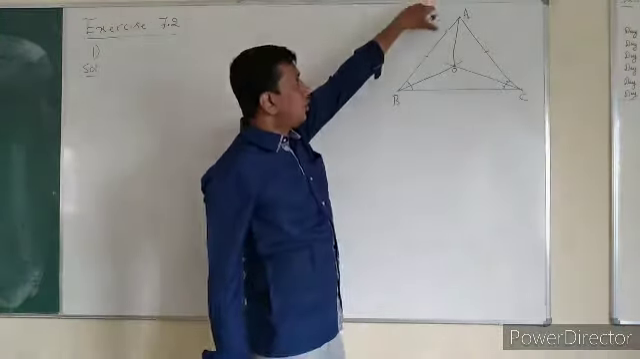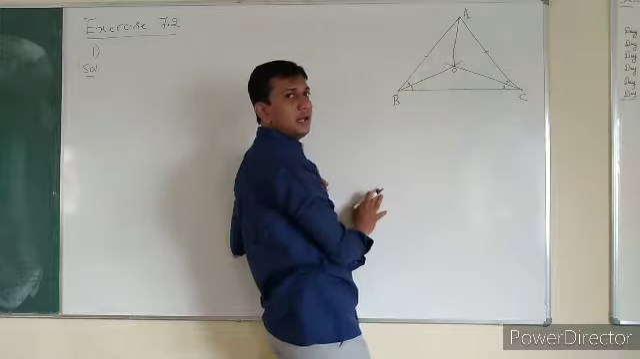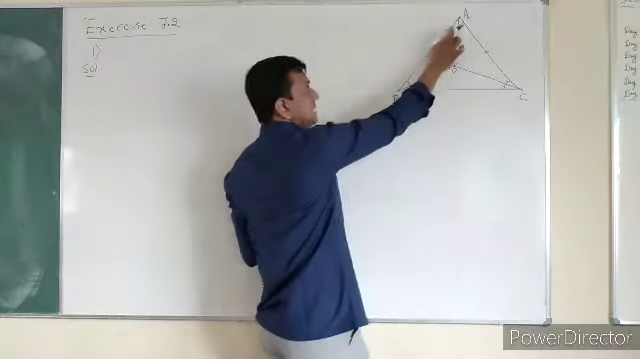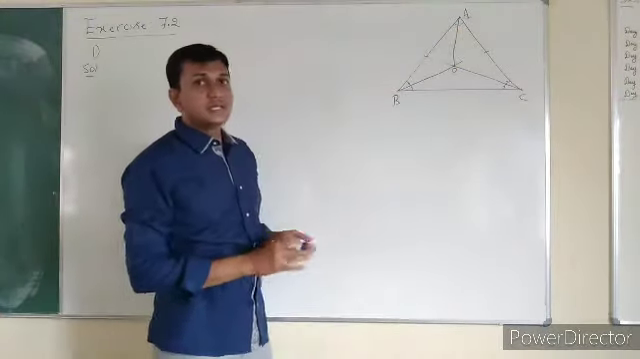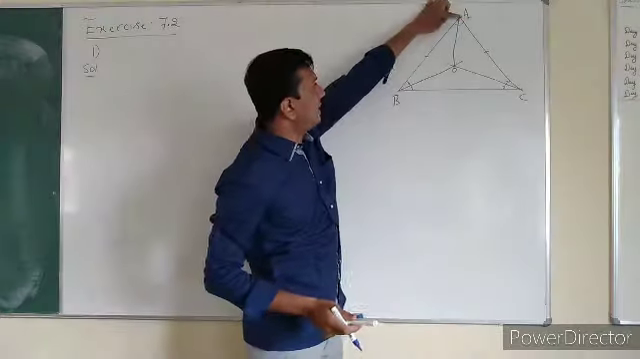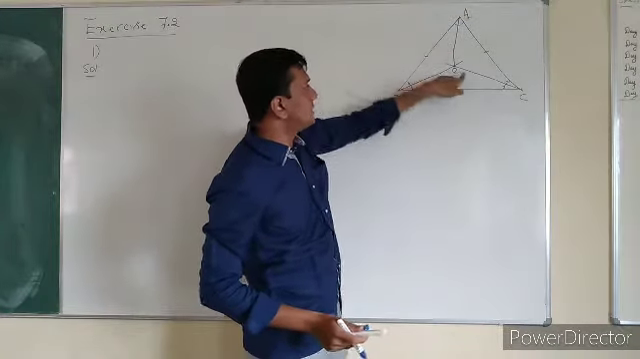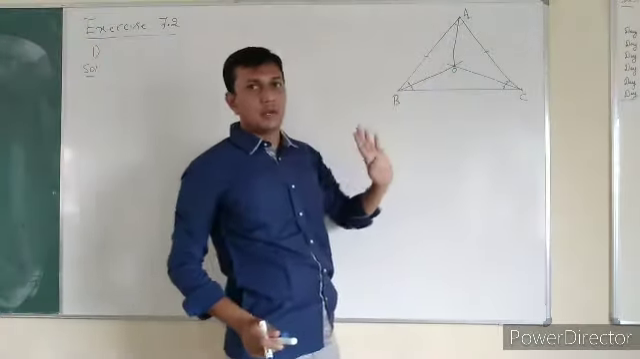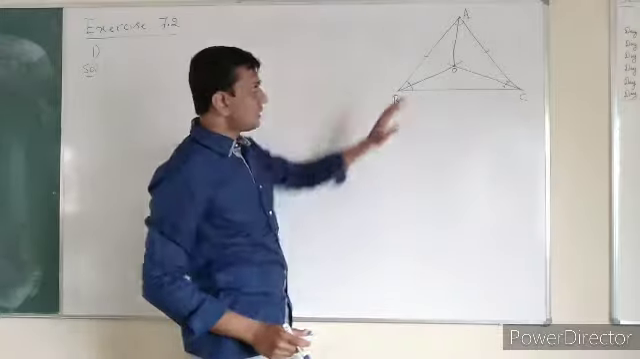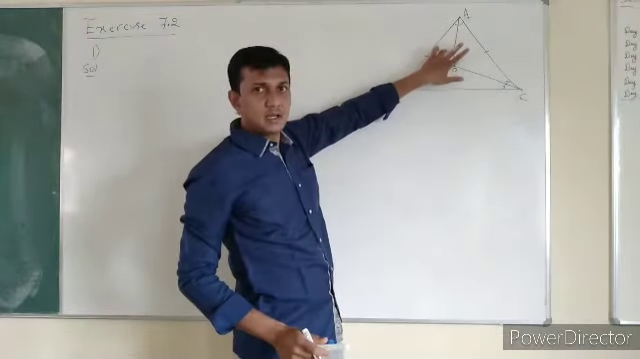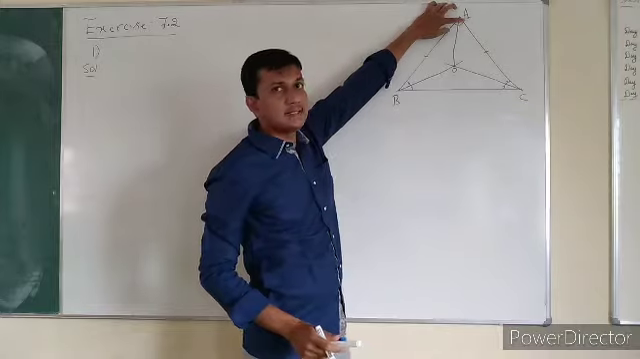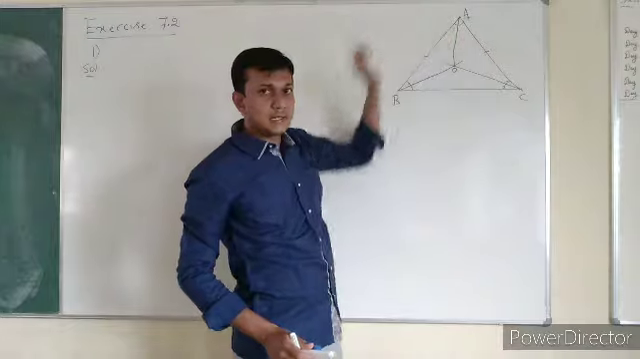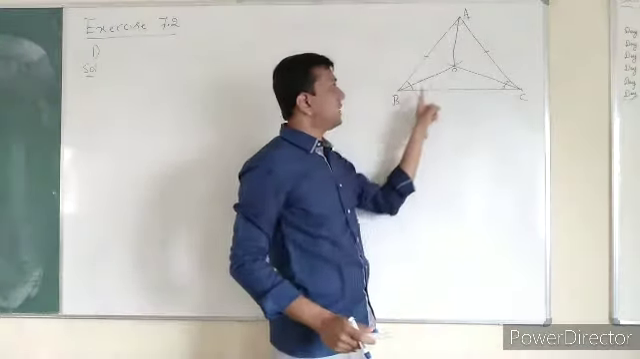So what we have to prove? AO is the angular bisector. This divides this angle into two equal halves. That means this angle and this angle are equal. This is possible only when triangle AOB and triangle AOC are congruent. If these two are congruent, automatically these two angles will be equal. So that is our requirement to prove. If these two angles are equal, in the sense AO is the bisector. But before that, we have to prove OB equals OC.